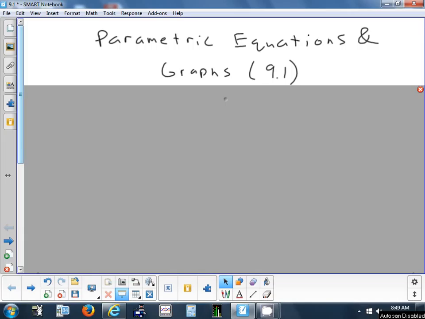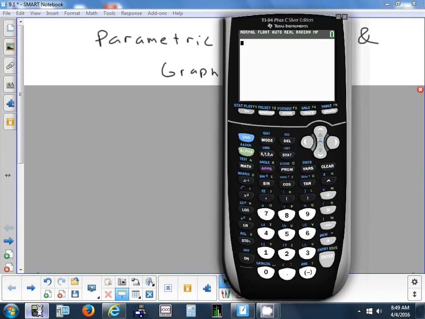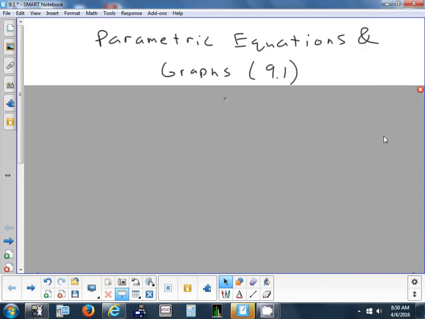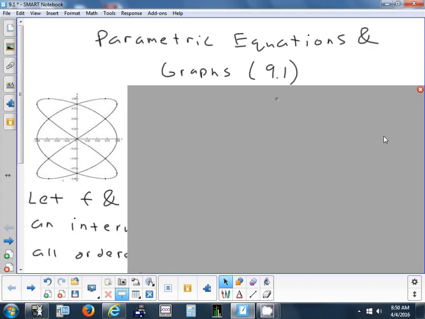Today and tomorrow and Wednesday, we're going to look at graphing. We're going to look at how we can graph different kinds of shapes. The kind of graphing that we're used to doing is when you have y by itself. We've graphed parabolas, lines, sine functions, cosine functions, all that kind of stuff. But there's all kinds of different graphs we can generate.